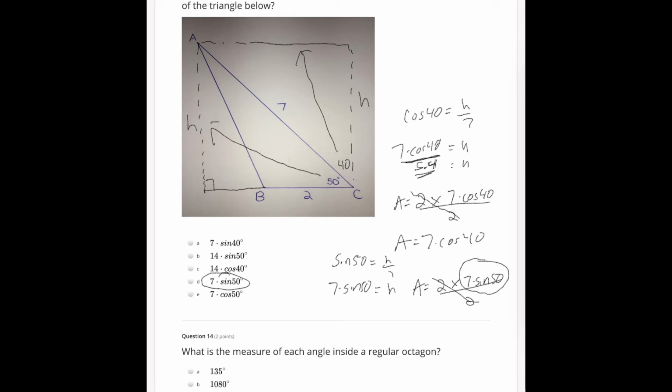All right, number 14, what's the measure of each angle inside a regular octagon? Well, we need to find our total degrees of an octagon. And so an octagon has 8 sides.